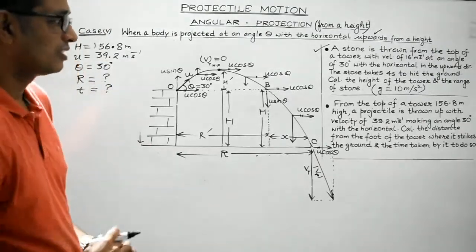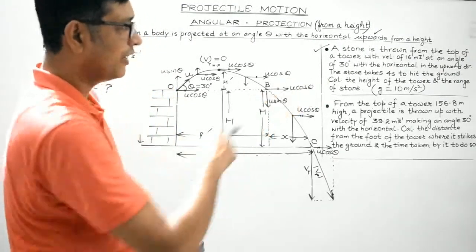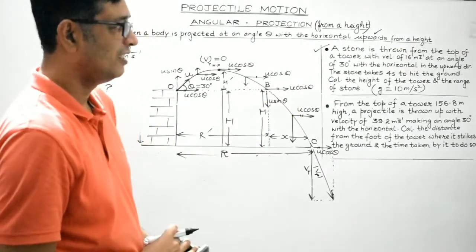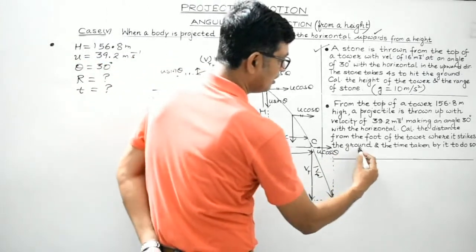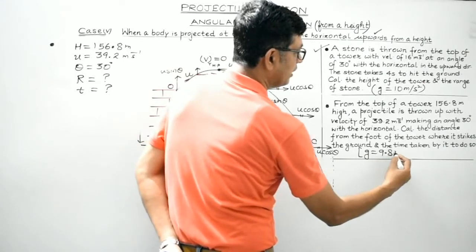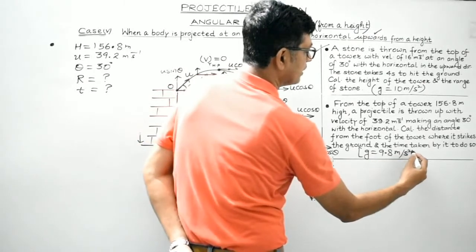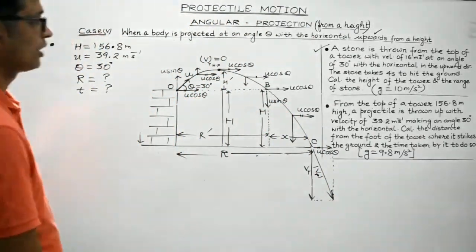Here again students, common sense will come into play. Look at the values, 156.8, 39.2. So what I mean to say is that here g is to be considered as 9.8 meter per second square. That will give us the exact answer, right? Okay, let's proceed.